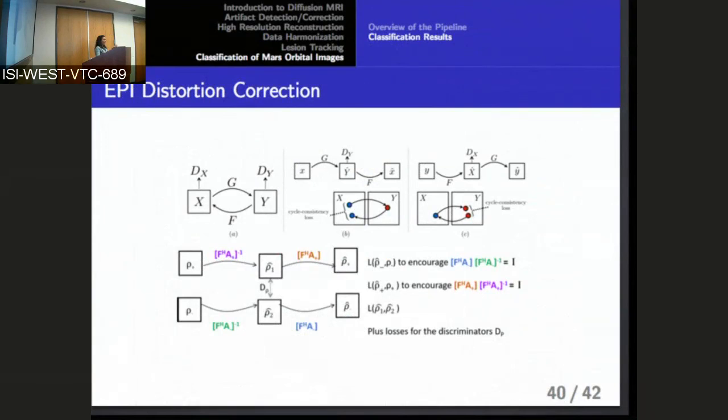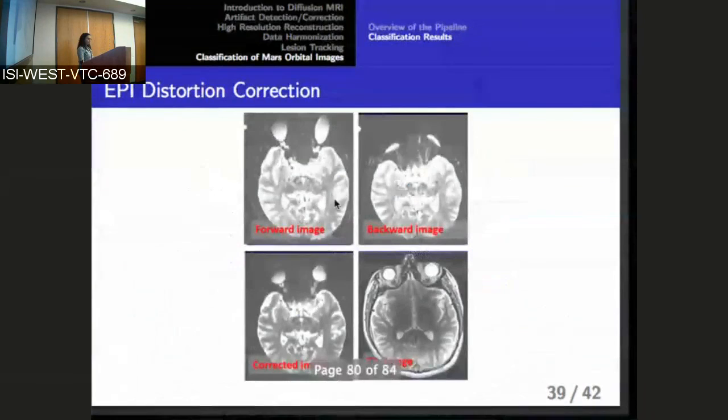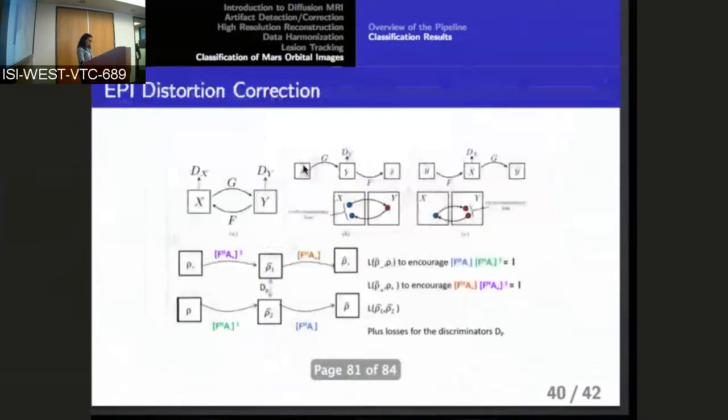But with this approach, I think it might be an excellent way to correct for EPI distortion, because basically we have this forward image, backward image, and then we find this middle image, and we know that this mapping is the inverse of each other. So that tells me that it is a good way to correct for this, but there are lots of challenges. I tried to think about it to correct for the EPI distortion, but to be honest, I did not think about it for the harmonization.